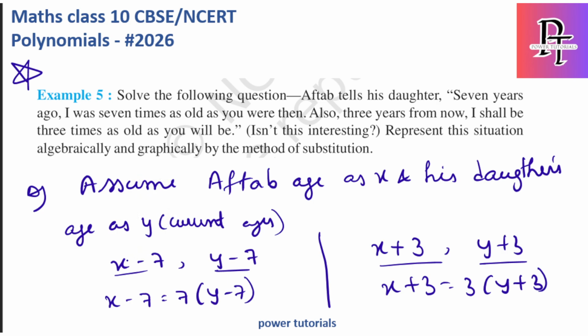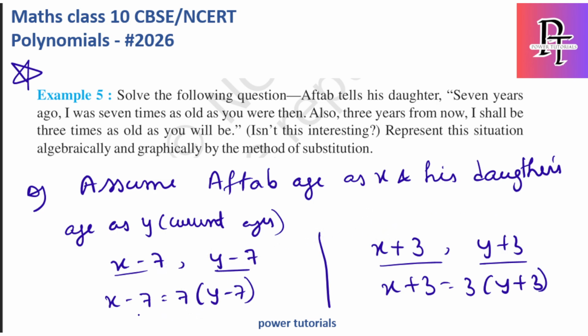it will be x minus 7, and his daughter's age will also be y minus 7. Same as in the future, his age and his daughter's age will each be increased by 3, since it is x plus 3, y plus 3. Hope everyone understood why I am taking x minus 7, y minus 7, x plus 3, y plus 3 here.